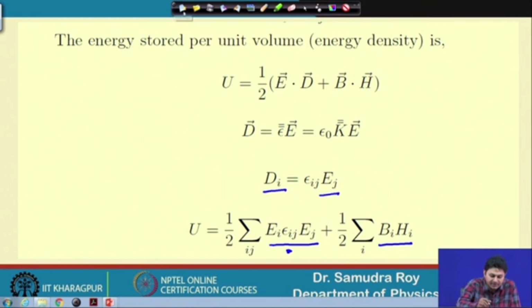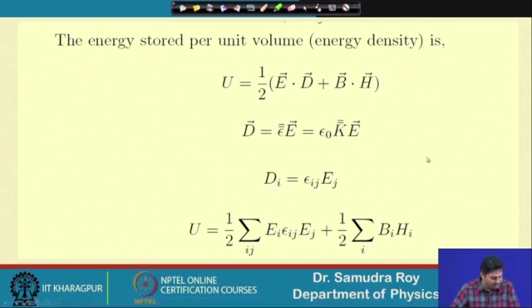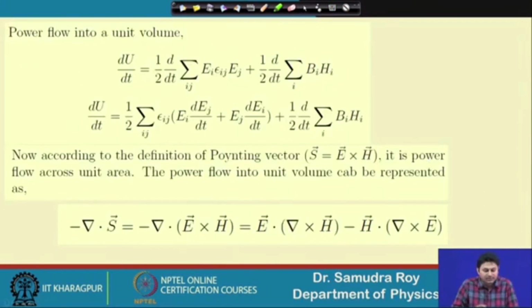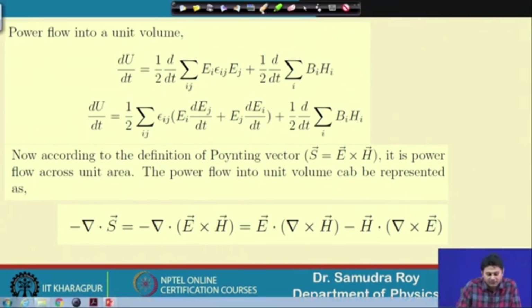So, I write U in this component form. Then what I try to find out is the power flow in unit volume. Once I say power flow in unit volume, there is a rate associated with that. When a rate is associated, that means I try to find out the change with respect to time. That is why I take the derivative of this U with respect to time.